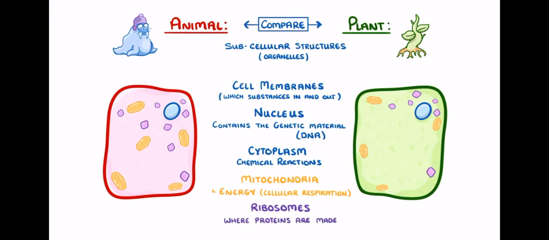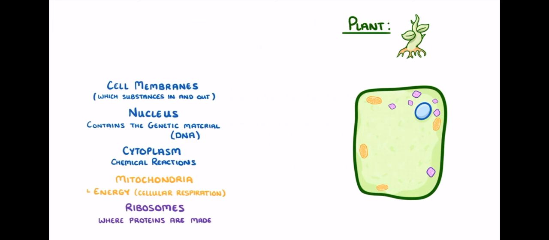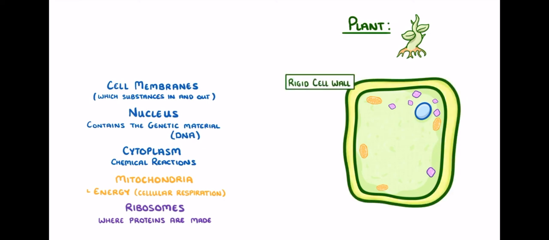In addition to all of these subcellular structures, which are common to both cell types, plant cells also have a few extra bits. Around the outside of the cell membrane, they have a rigid cell wall made of cellulose to provide support and structure to the cell, which is really important because if too much water entered the cell, it could burst.